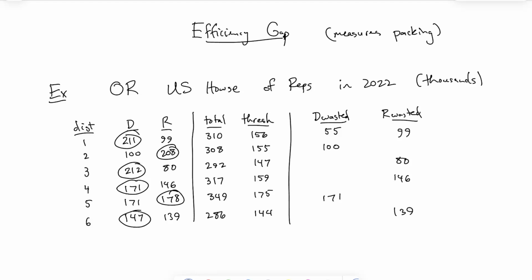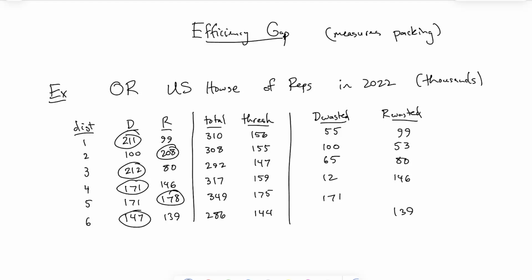All right. In the next line, 208 minus 155. I think that's 53. I hope everybody sees what I'm doing. And each time I'm taking the circled number minus the threshold. All right. So this line will be 212 minus 147, whatever that is. I did this ahead of time. I got 65 for that one. In the next one, 171 minus 159. I believe that's 12.